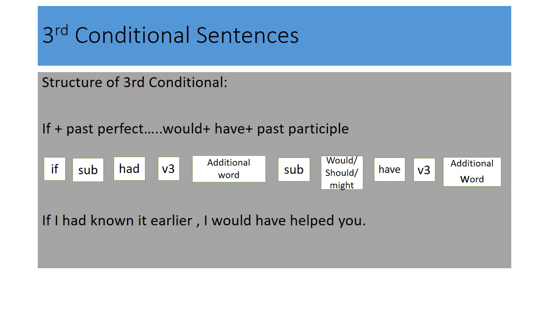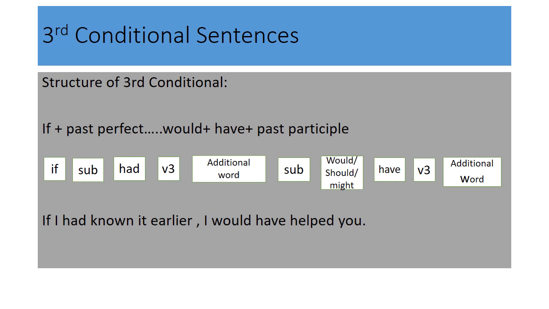Now, the structure of third conditional sentence. If plus past perfect, dot dot means here there are some additional words, then would plus have plus the past participle form of main verb. If I elaborate the structure, then it will look like this.